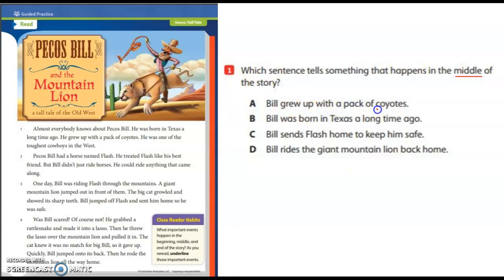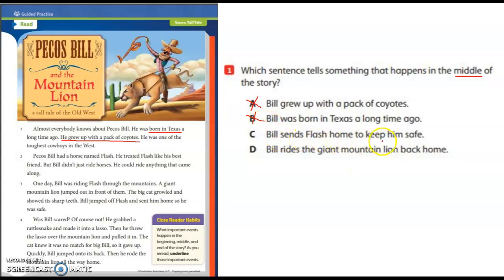We have A, Bill grew up with a pack of coyotes. Well, I go back into the text and I see that when they introduce Bill, they tell me that he grew up with a pack of coyotes. So that happened at the beginning of the story, and that's when they're introducing the character. That doesn't really tell me much about the events of the story. B, Bill was born in Texas a long time ago. Again, that tells me something about the beginning of the story when they're introducing the character to me. So that's just background information about Bill. That's not really part of the story.